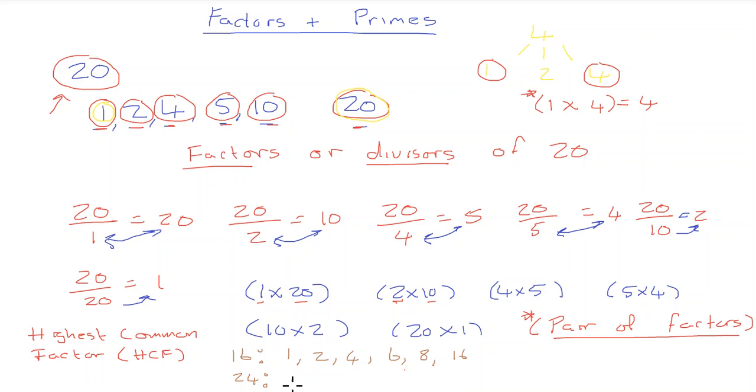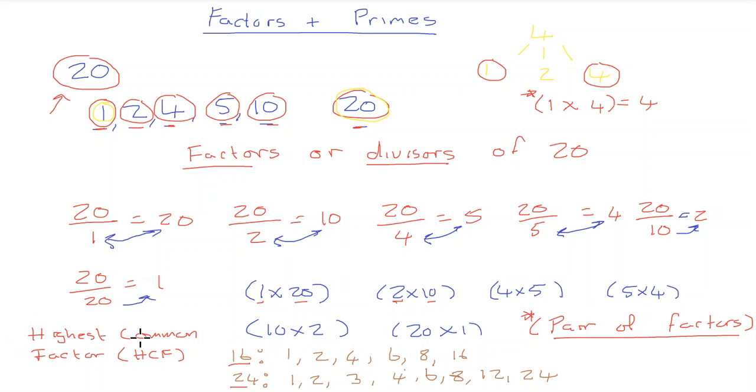So if we think about the factors of 24 then: 1, 2, 3, 4, we have 6, we have 8, for example, 12, and 24. So these are all factors of 24, and some of them are also factors of 16 as well.